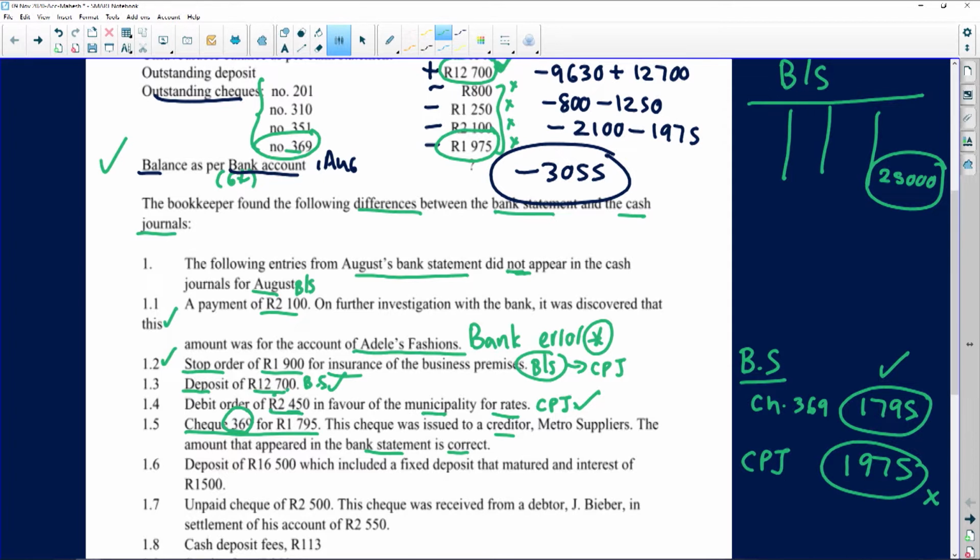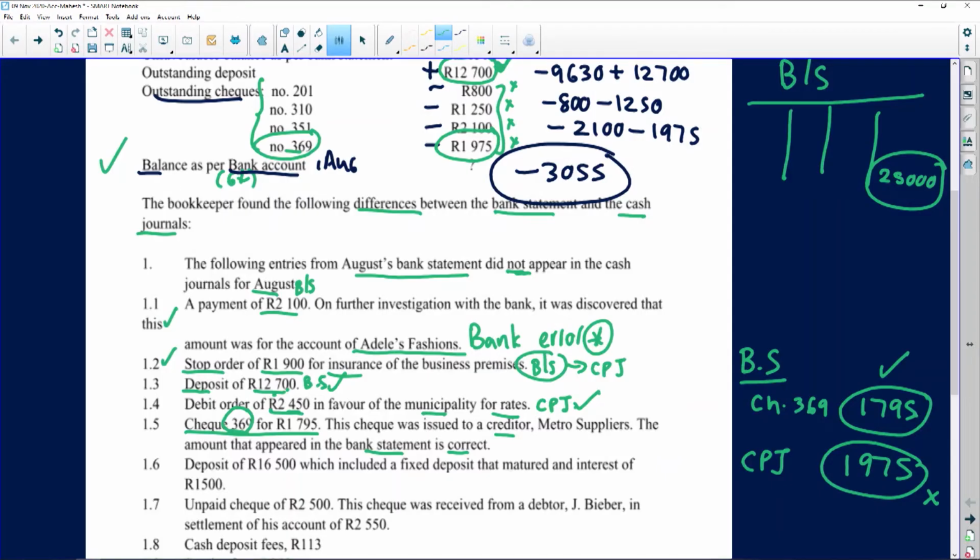So it could be the accountant was busy having his tea or his coffee or whatever the case may be, and by mistake, the accountant's only human, he could have typed, maybe he was doing this on Excel or Pastel or whatever accounting software, he typed in 1,975. So remember guys, if we make a mistake, we need to fix our error. Similarly, if the bank makes an error, we inform the bank, we make a note of the error, but we cannot fix the mistake. So whoever made the mistake, you've got to fix the mistake.